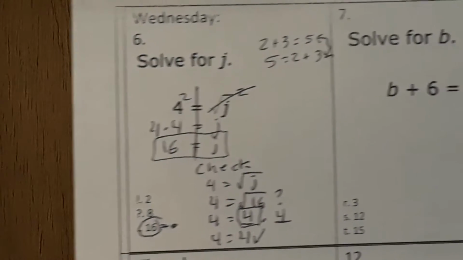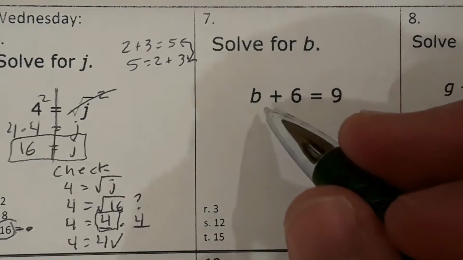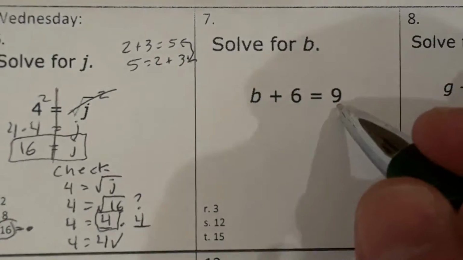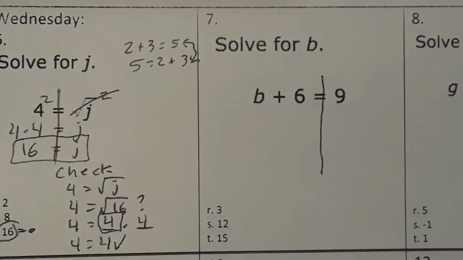All right. 7. Solve for beach balls. Okay, so for beach balls, we have beach ball plus 6 equals 9. We're going to draw a line down the middle here and start taking the opposite.